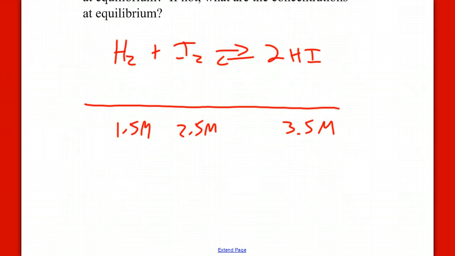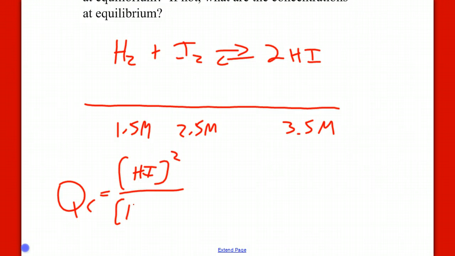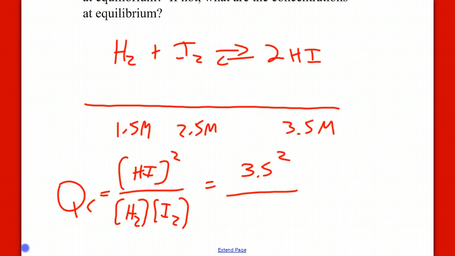To find whether something's at equilibrium, you determine QC, which is the reaction quotient. So I'm going to say QC equals HI squared over H2 times I2. Why do I write that out? Because I want the points. That's why. Okay, so that's going to equal 3.5 squared over 1.5 times 2.5. So that's not going to equal the equilibrium constant. That equals 3.26.